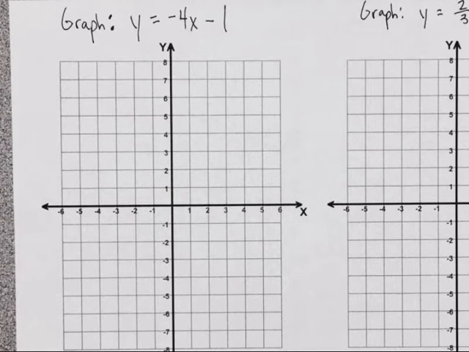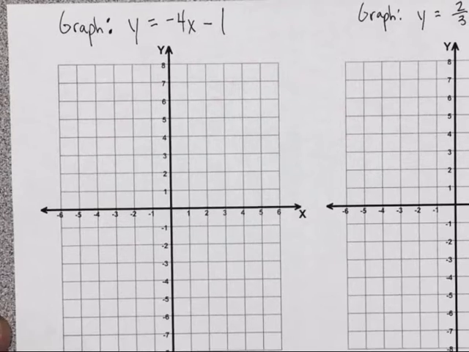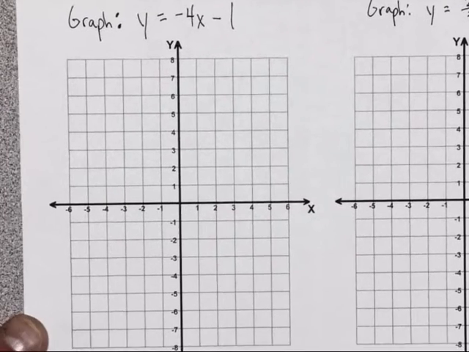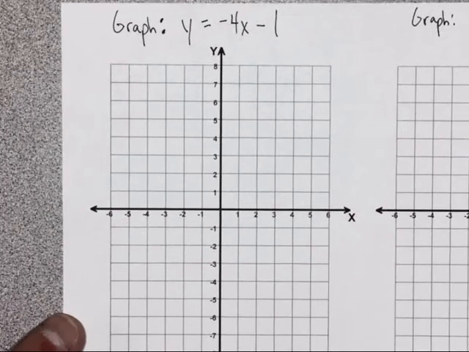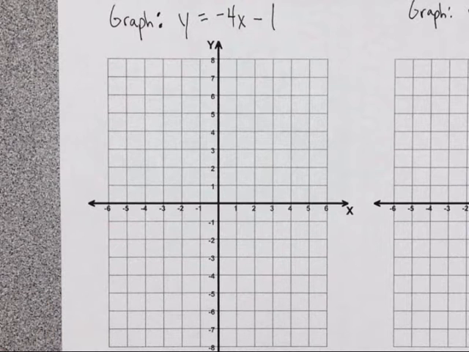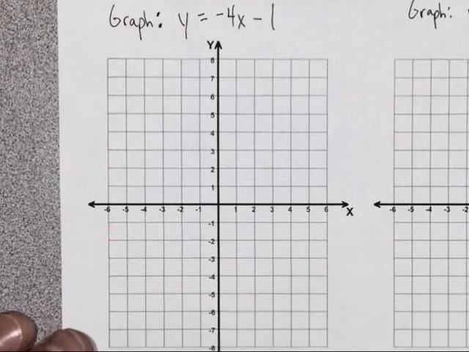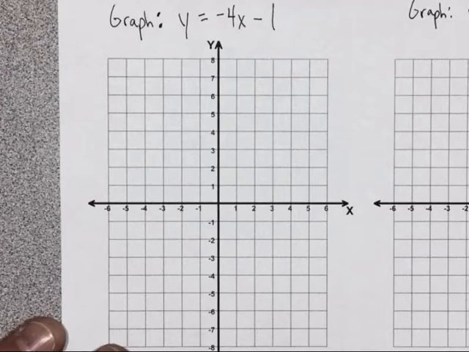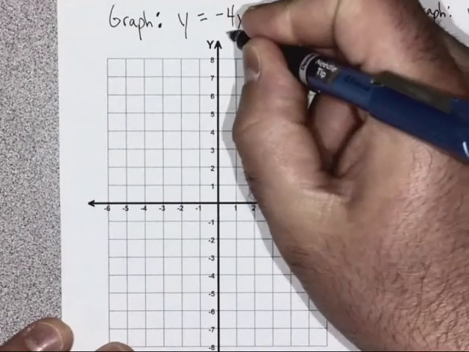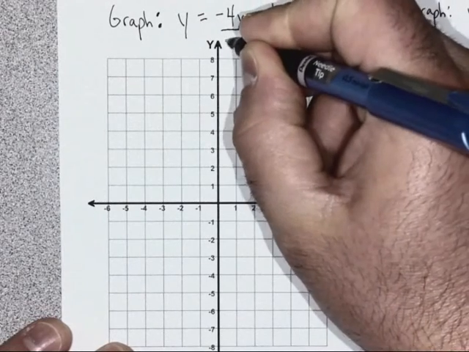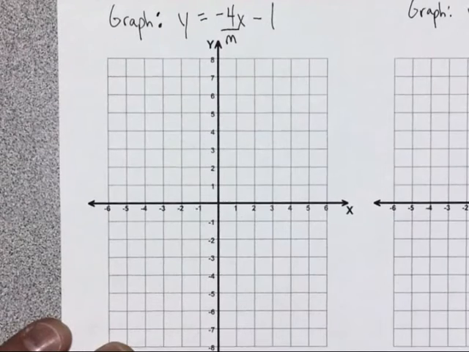Let's begin with how to graph linear equations having an equation in slope-intercept form. So I've got two equations here. Actually, let's start with this one here on the left. Y equals negative 4x minus 1. Notice that equation is in slope-intercept form, which means that it's solved for y. This is nice because it allows me to identify the slope, which is the coefficient in front of the x term. So the slope is negative 4.